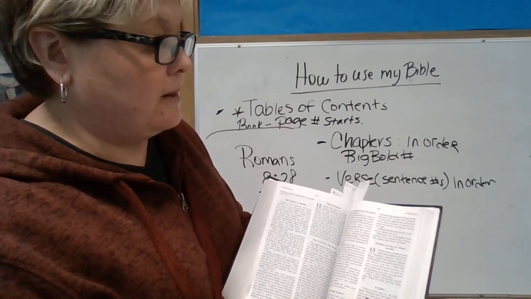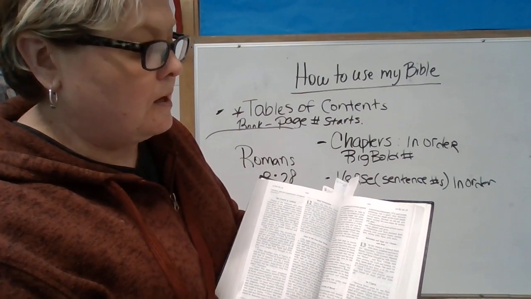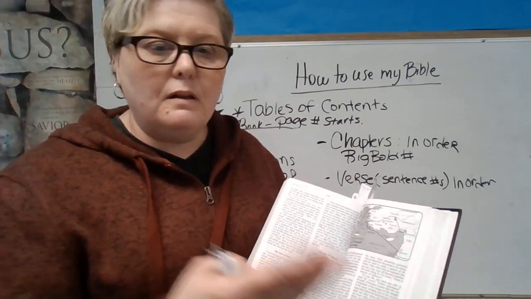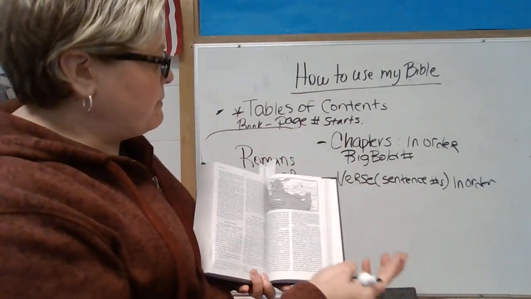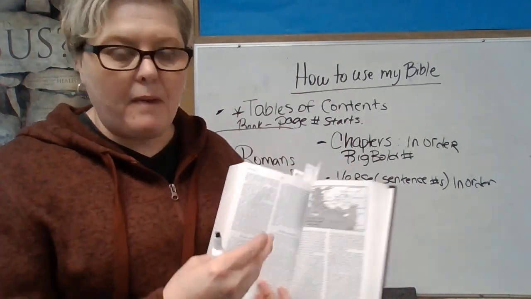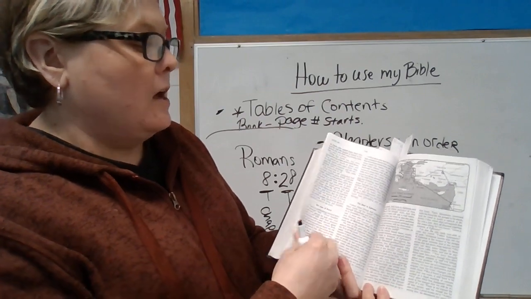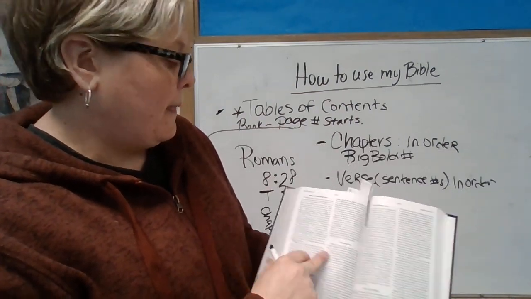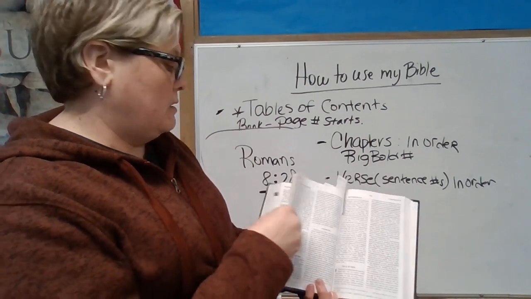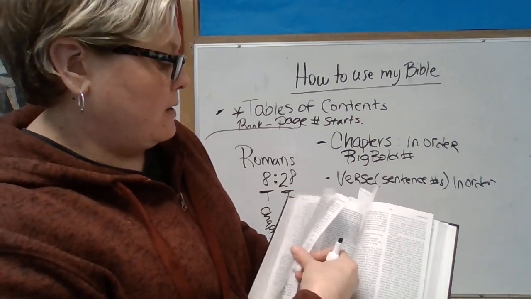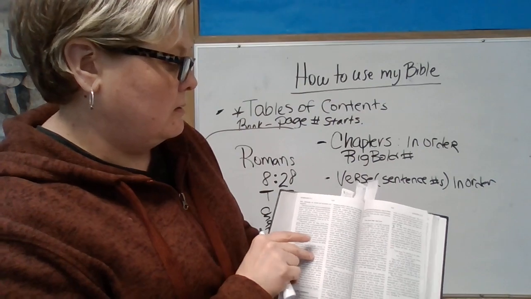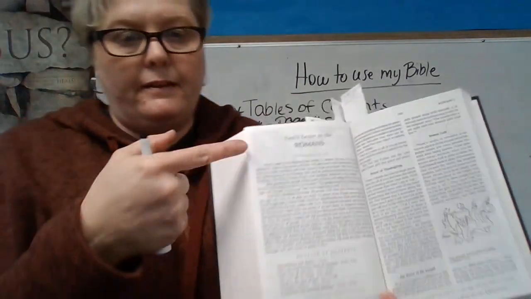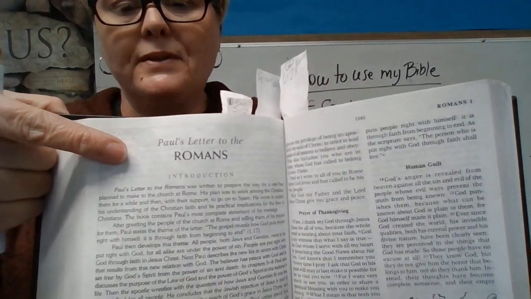And I also know that the book of Romans comes after the book of Acts. So, once you start memorizing books in the Bible and you start knowing where they are in the Bible, it'll be a lot easier to find stuff. Okay, so we go past Acts until we get to Romans. All right, and that starts right here, where I said page 1348. And there's the book of Romans.